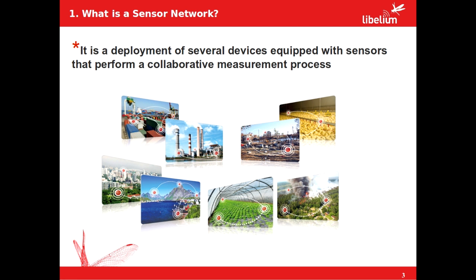So, what is a sensor network? It is a deployment of several devices equipped with sensors that perform a collaborative measurement process. This way, we can choose any kind of sensor to be used for a specific purpose. For example, logistics, smart agriculture, smart environment, industrial control, and many others.